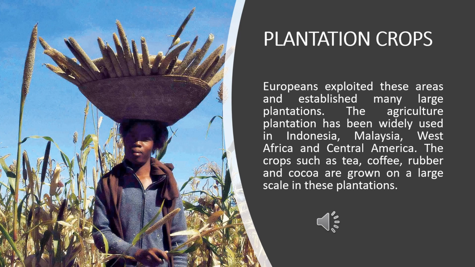The agriculture plantation has been widely used in Indonesia, Malaysia, West Africa and Central America. These are the places in the equatorial region where the plantation crops are grown. Which are the plantation crops? The crops such as tea, coffee, rubber and cocoa. They are the plantation crops grown on a large scale.